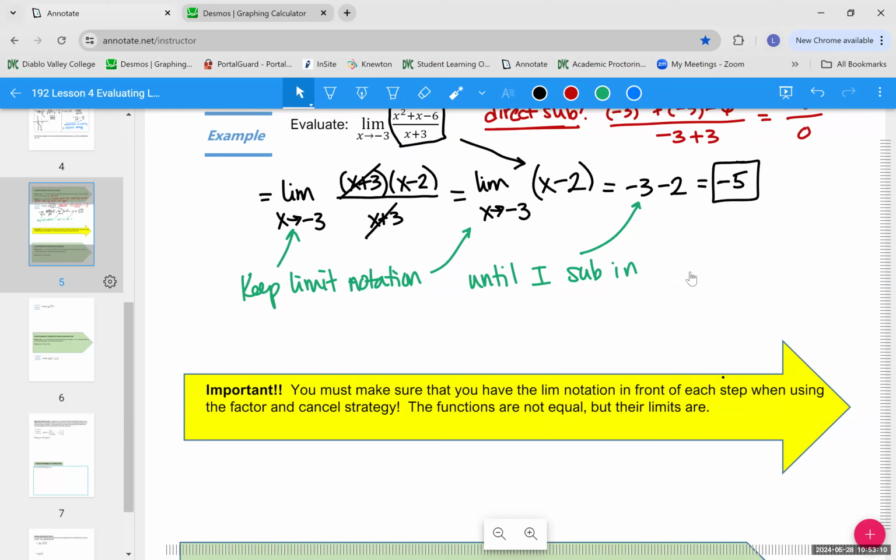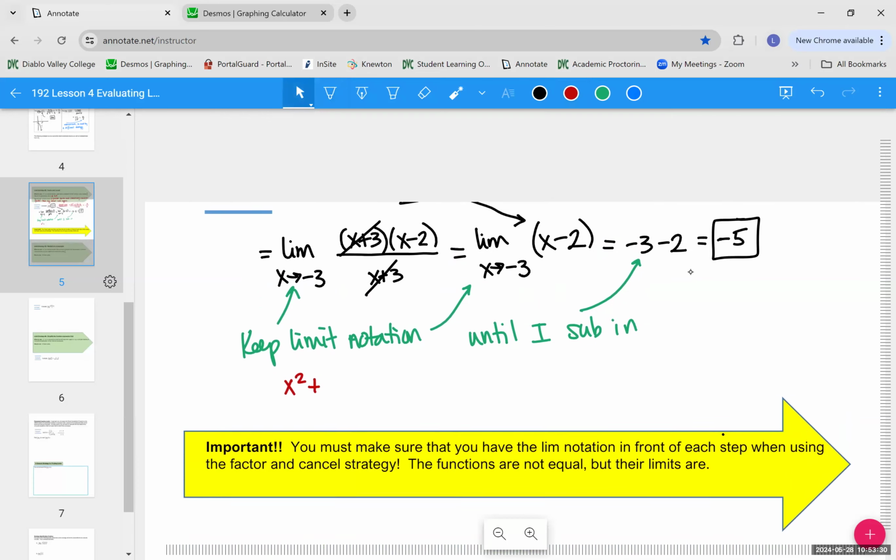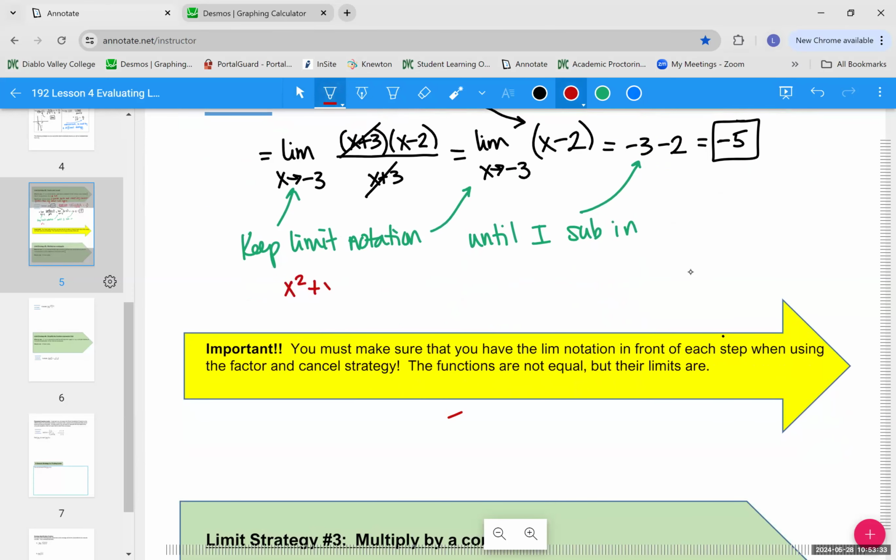That is, in fact, what I've put inside this important yellow box. You must make sure you have that in front. We've talked about this already in a previous lesson, but I just want to make sure you remember this. We've talked about the function x squared plus x minus 6 over x plus 3. If you were to write that it equals x minus 2, and that's it, that is not true because these are not equal at that point.